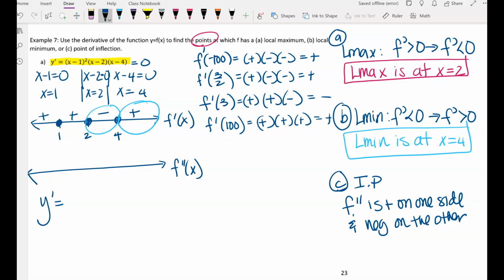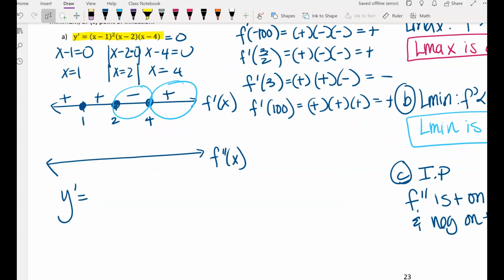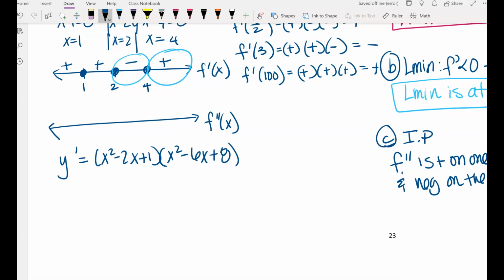You can FOIL all of this out and then do the power rule, or you can keep the first (x minus 1) quantity squared and then FOIL the second, so that way you would only have two terms, and then you can do the product rule. When I FOIL (x minus 1) squared, I'm going to get x squared minus 2x plus 1. And when I FOIL (x minus 2) times (x minus 4), I would get x squared minus 6x plus 8. From here, I'm going to use the product rule.